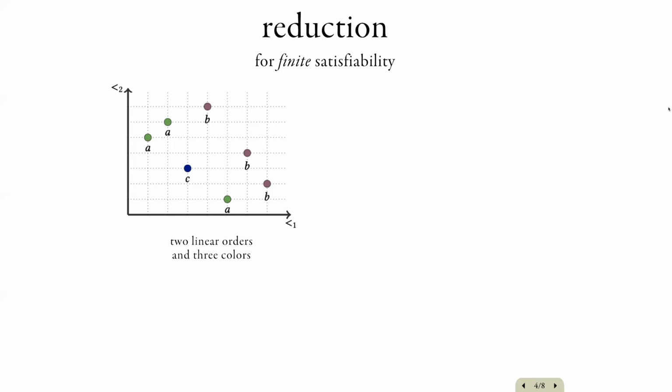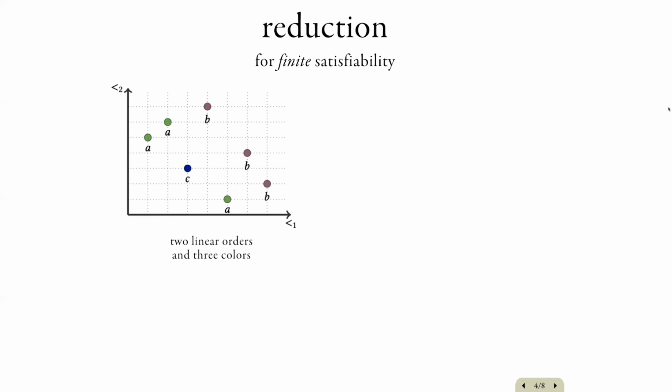This reduction is based on the following simple observation that a structure with two linear orders can be represented as a word in a certain way. So here's a structure with two linear orders and also some unary predicates, which are represented by three colors. Such a structure can be visualized as a set of colored points on a plane, and the first order corresponds to the horizontal order, and the second order corresponds to the vertical order.